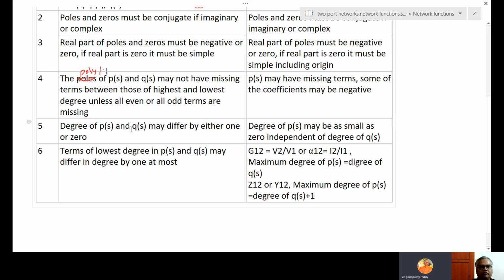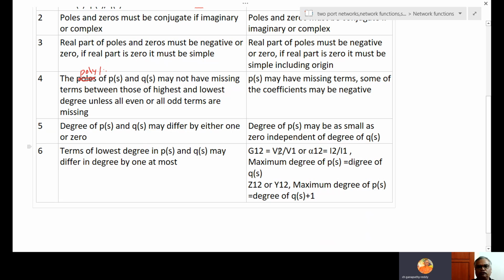Now the degree of P of S and Q of S may differ by either 1 or 0. Degree means maximum power of S. The degree of P of S may be as small as 0 independent of the degree of Q of S. The terms of lowest degree, on the lower side, in P of S and Q of S may differ in degree by 1 at most. So the maximum difference at the lower side is 1.